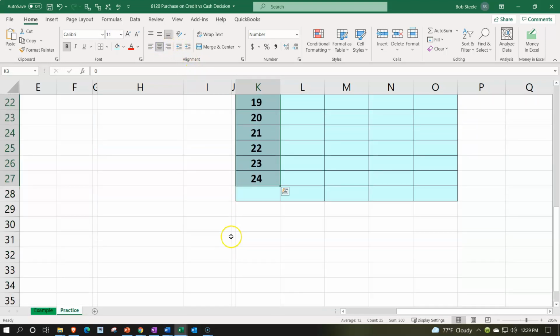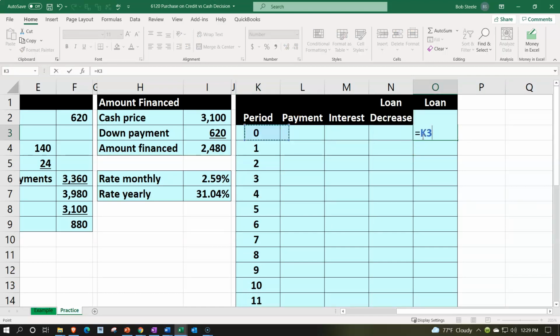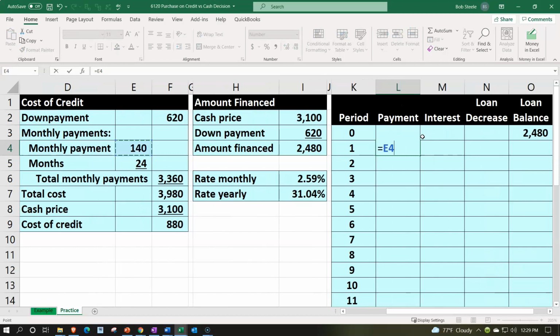Going to center it, alignment and center. Let's total it up down here. Total. And then we're going to say that the loan balance is equal to that $2,480. The payments that we're going to be making are equal to 140. I'm going to put an absolute reference because I'm going to copy it down. So I'm going to press F4 on the keyboard, $ before the E and 4. You only need a mixed reference, but an absolute works and is easier.